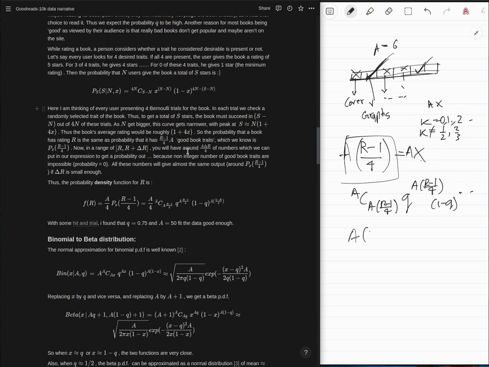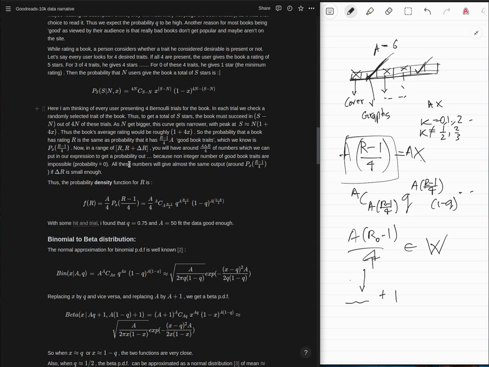Say A times R naught minus 1 upon 4 is an integer, or actually a whole number, because we know it's not going to be negative. Then if instead of R naught you put R naught plus 4 upon A, this will be the next integer, right? Putting R naught plus 4 upon A over here, what you get is this same thing plus 1, which is the very next integer. So R naught plus 4 upon A is the very next value where this happens. So in this range you will have this many numbers which we can put in our expression to get a probability out. And because a non-integer number of good book traits is impossible, we will only use these numbers. All the other reals we will throw out.